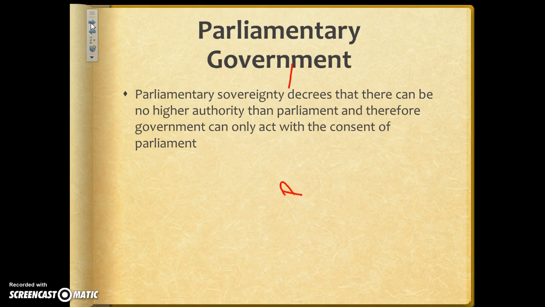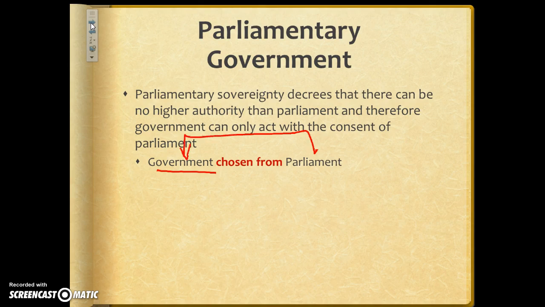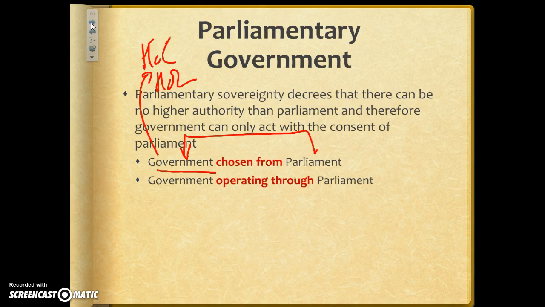So what does it mean in practice? Parliamentary sovereignty decrees that there can be no higher authority. Government can only act with the consent of Parliament. What does that mean? It means that government has to be chosen from Parliament. All members of government must be drawn from Parliament. So in other words, all members of government must be from either the House of Commons or the House of Lords, and we'll look at plenty of examples of how that works as the course progresses. It means that government has to operate through Parliament. That means that whatever the government wants to achieve can only be achieved with Parliament's say-so.